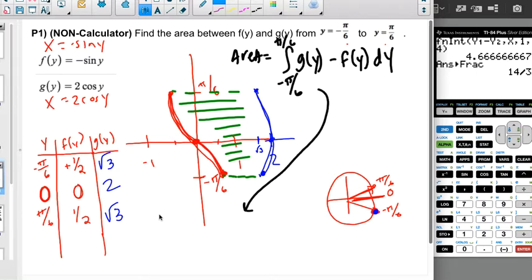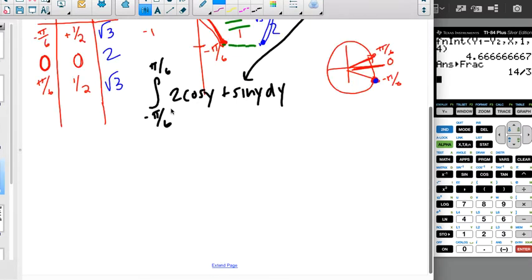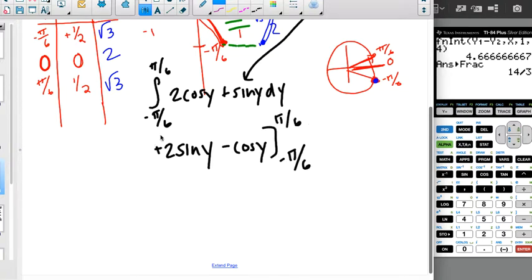So the work is going to be the integral from negative pi over 6 to pi over 6 of g, which is 2 cosine y, minus a negative sign, so we'll say plus sine y with respect to y. We can integrate those by hand, so we're going to get that this is a positive 2 sine of y minus a cosine of y, and we're integrating from negative pi over 6 to pi over 6.